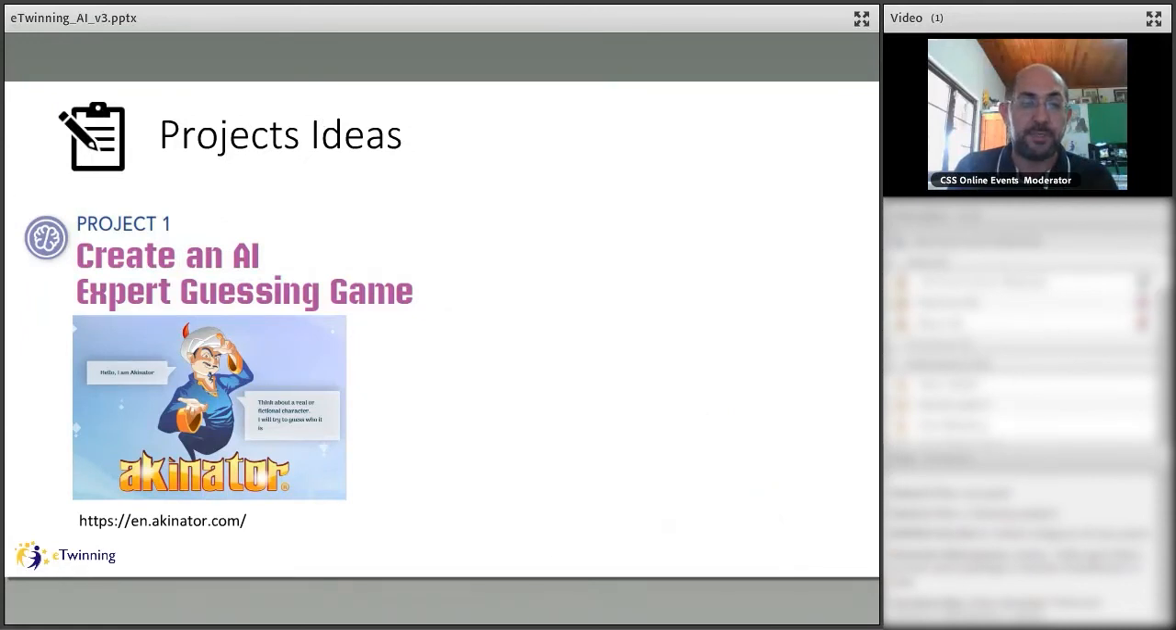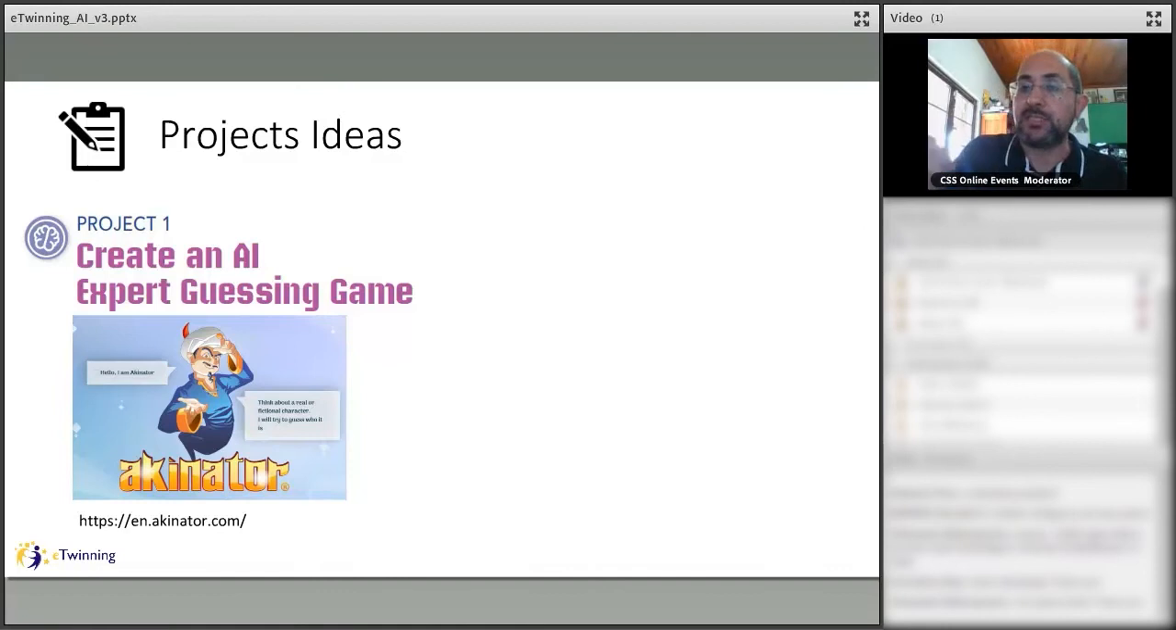Just to finish, some examples. One project would be, for example, to create an AI expert guessing game. You can do this by using some technology, or you can do this just by using some paper and some writing stuff. Okay, you can just create a decision tree, right? But if you want to see how this would look, and you can even use this with your students, try to use Akinator. What this AI does is you start to give tips and clues, and Akinator will try to guess what you are thinking about. Okay, just once again, I will put Akinator here, and this could be a nice interesting thing for you to think about.